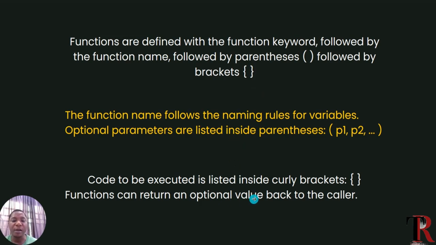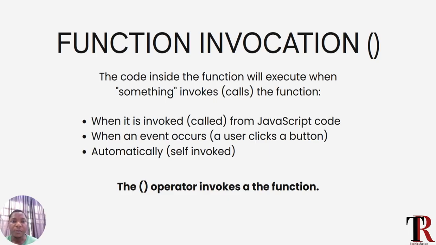A function can return an optional value back to the caller. This basically means that your function might return a value and it might not return a value. It depends on what you are trying to achieve with that function at the time.